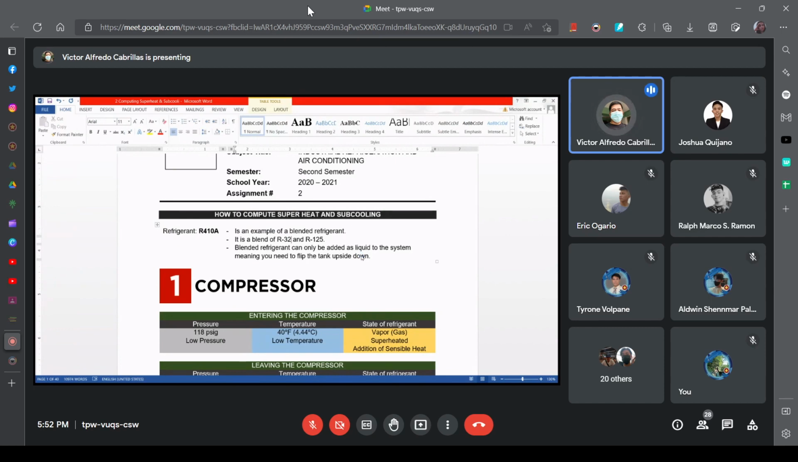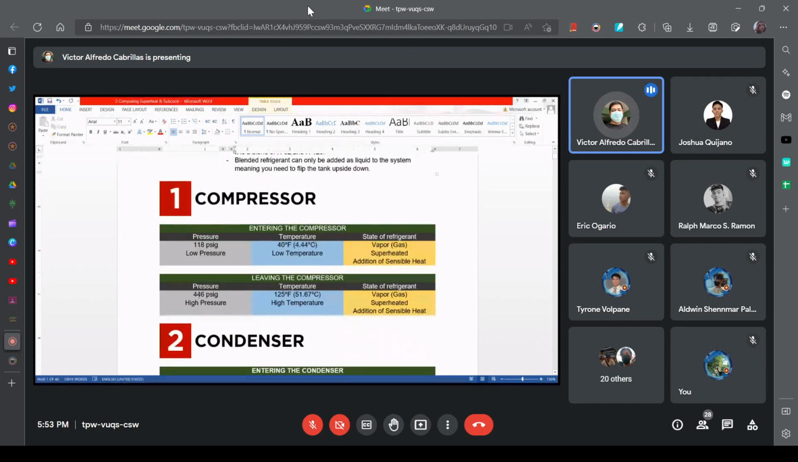So babaliktarin nyo para yung liquid ay mapunta doon sa butas, yun yung papasok ngayon sa system. Okay. So sa low side, meron tayong estimated na 118 PSIG, which is a low pressure. Equivalent niya, sabihin natin, nasa 40 degrees Fahrenheit or 4.44 degrees Celsius, which is also a low temperature. So state ng refrigerant, vapor, superheated, so addition of sensible heat, kaya siya vapor.